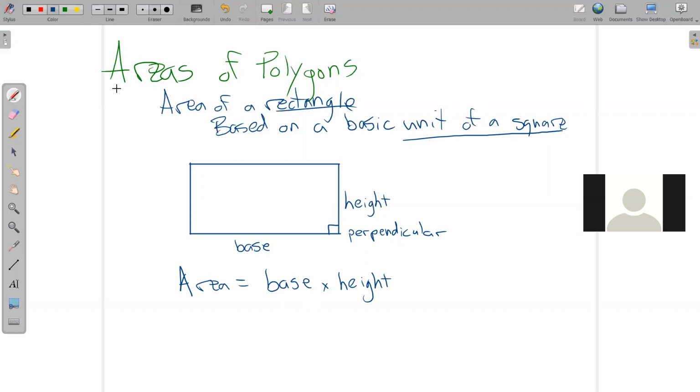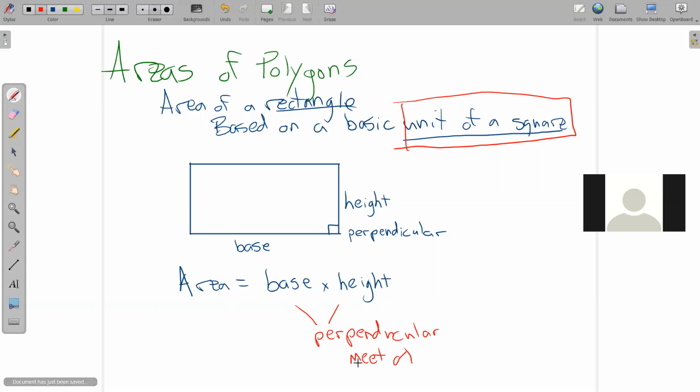Okay, and again, I can't emphasize this enough, because we use square units to measure area, the base and the height must be perpendicular. And if you don't remember perpendicular, it means meets at a right angle. All right, so that's our basic unit. The idea of a square is what we measure with, and then how many squares are in something. And sometimes it's a whole number of squares, and sometimes it's not.